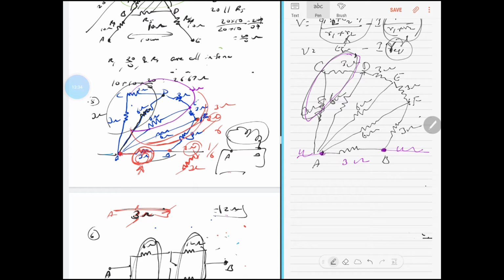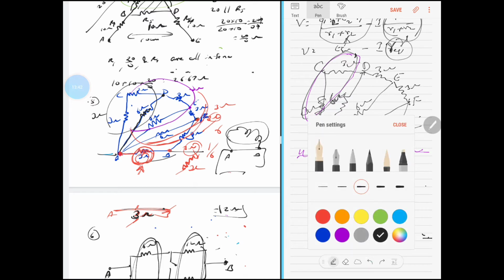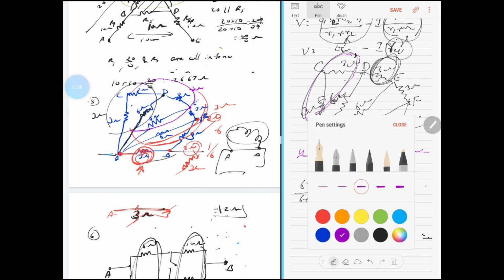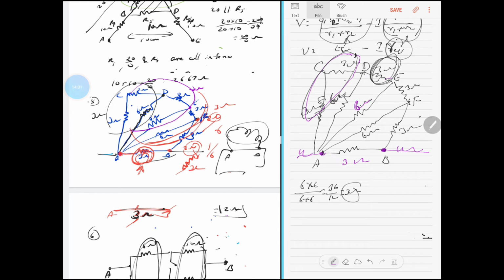That 6 ohms and this 6 ohms will be in parallel, because it's getting split like that. So 6 and 6 is 6 into 6 by 6 plus 6, which is 36 by 12, so 3 ohms. This 3 ohms with this 3 ohms here is going to be in series, so 3 plus 3 is 6. And that 6 ohms with this 6 ohms here will be in parallel because it's getting split. So it's 6 into 6 by 6 plus 6 again, which is resulting in 3 ohms. That 3 ohms and this 3 ohms are in series. So it's together 6 ohms.